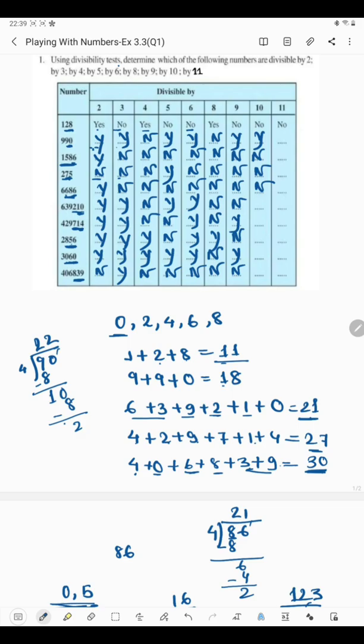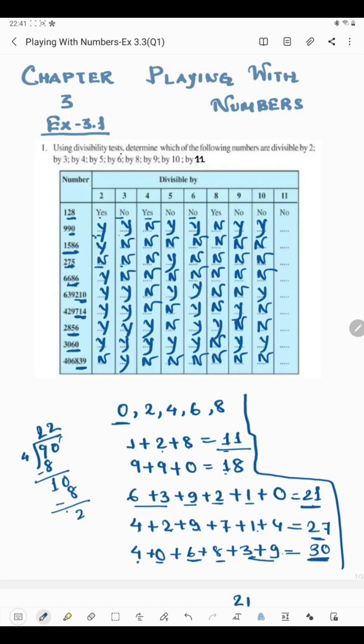Again 639210, here 0 is at 1's place, so it can be divided by 10. Again here 429714 cannot be divided by 10, so we'll write no, because here 4 is at 1's place. Next we have 2856, which cannot be divided by 10 as 6 is there at 1's place. And here 3060, here the last digit is 0, so it can be divided by 10, so we'll write yes. And again in the last one we have got 9 at 1's place, so it cannot be divided by 10, so we will write no. Okay.